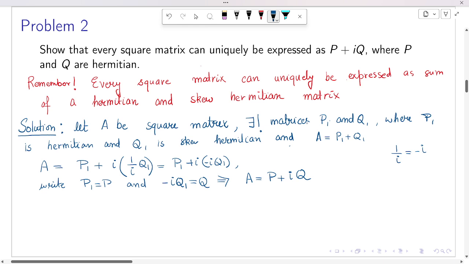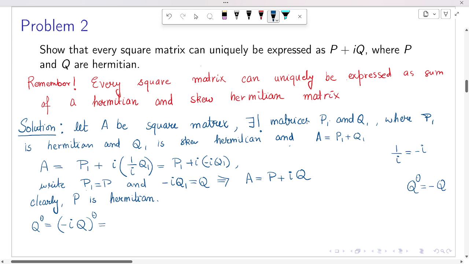But what we need to prove here is P is Hermitian and Q is Hermitian. Now P is equal to P1 and P1 is Hermitian, so that thing is already done. Clearly P is Hermitian. So what we are left to prove is that Q is Hermitian. Let us calculate Q conjugate. Q conjugate is equal to minus iota Q1 conjugate.